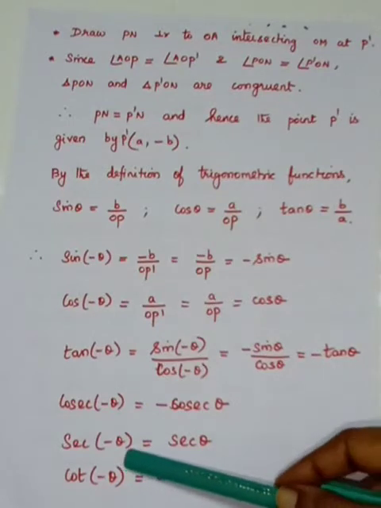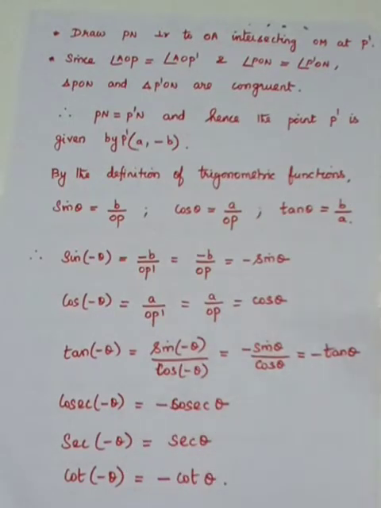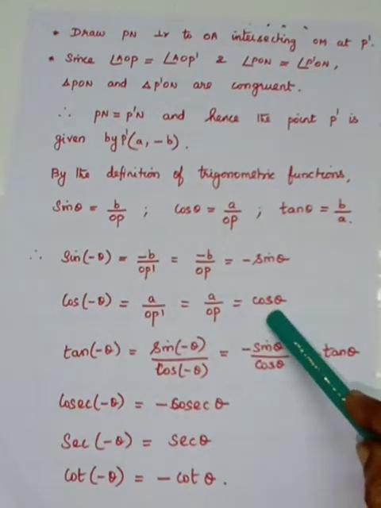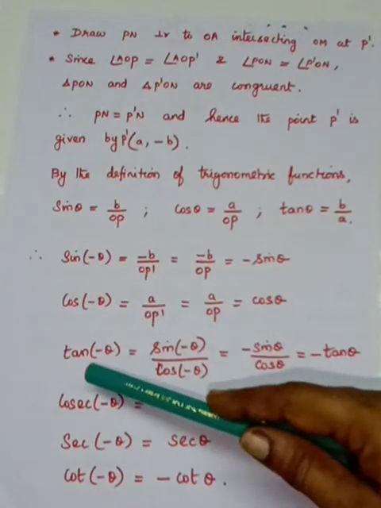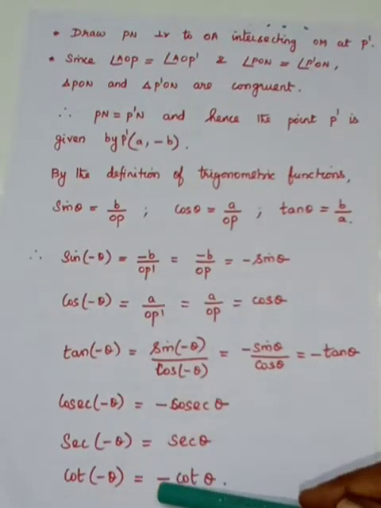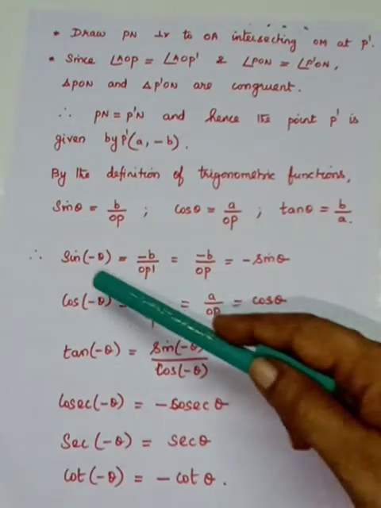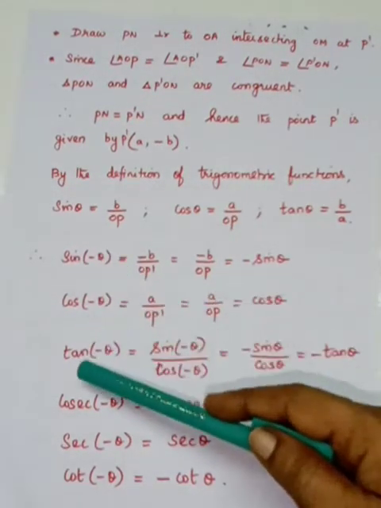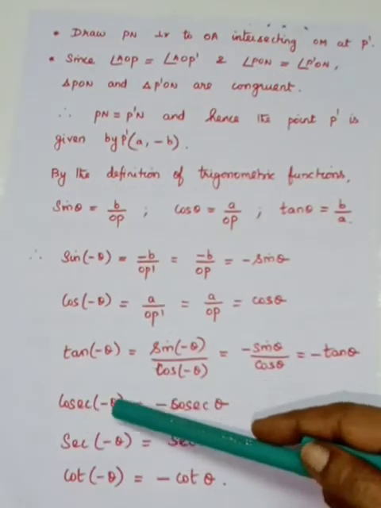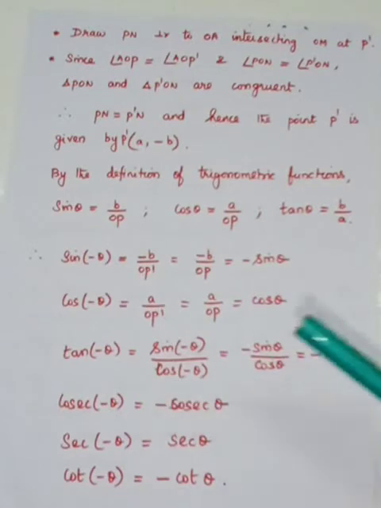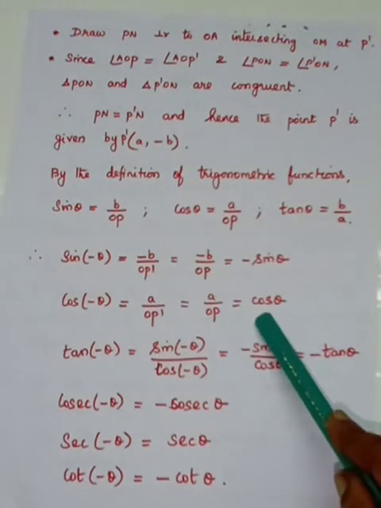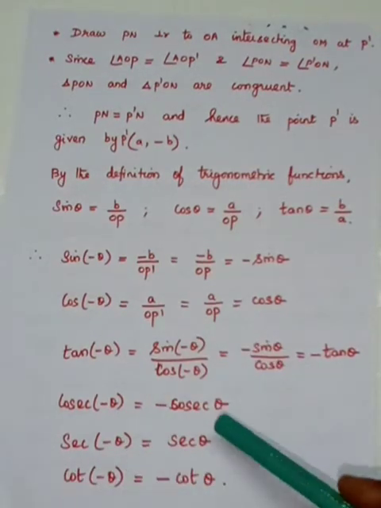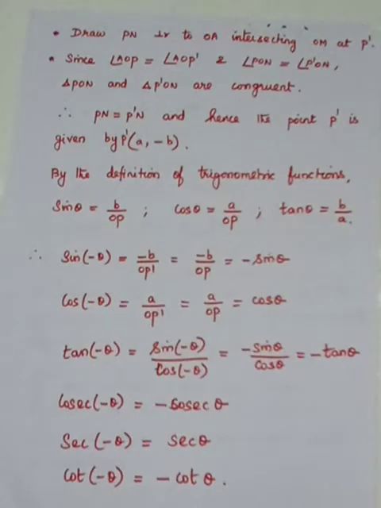Secant of minus theta can be written as 1 by cos of minus theta. Cos of minus theta is what? Cos theta. So it is 1 by cos theta, which is secant theta. In the same way, cot of minus theta is equal to minus cot theta. You see that for sine of minus theta, tan of minus theta, cosecant of minus theta, and cot of minus theta, in front you will have minus. But cos of minus theta is cos theta, and secant of minus theta is equal to secant theta. These are the important results you should know.